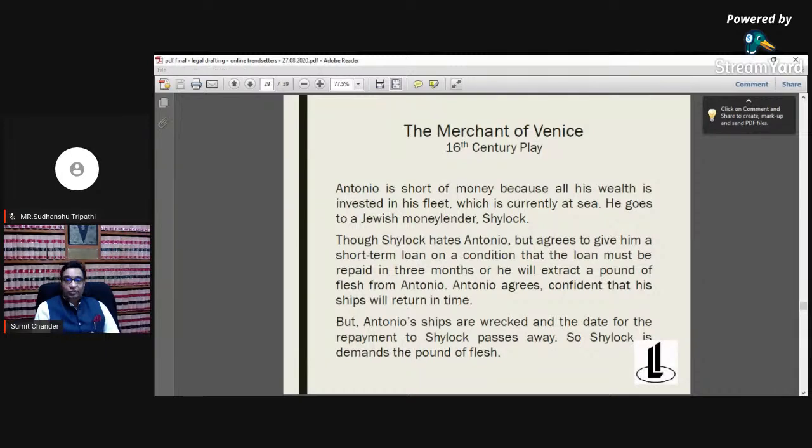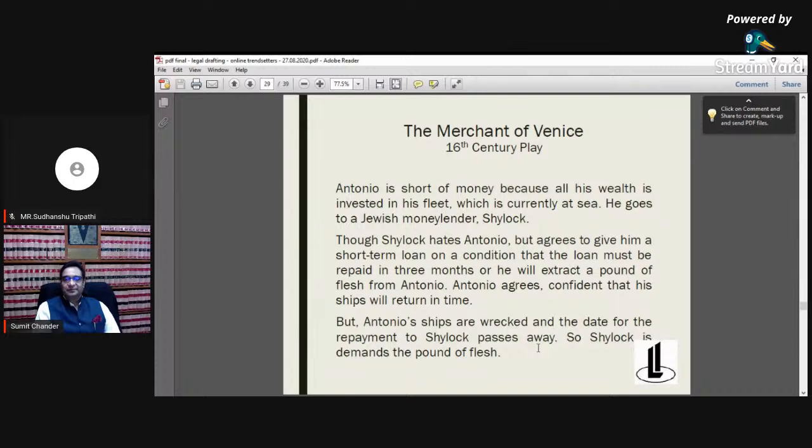But Antonio's ships are wrecked and the date for the repayment to Shylock passes away. So Shylock now says, please give me my pound of flesh. That means his intention to kill Antonio was now very clear just because of a bad contract drafting. So they go to the court, and what the court decides is again very interesting. He's able to come out of it.